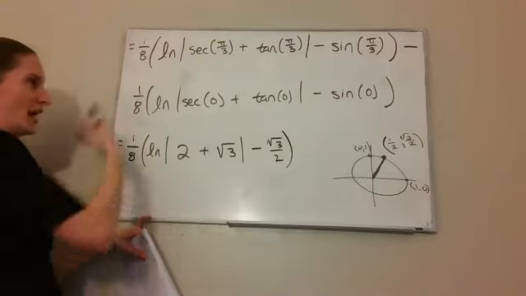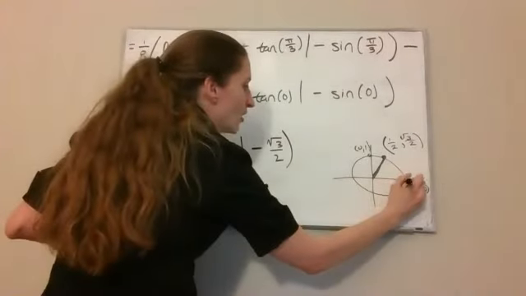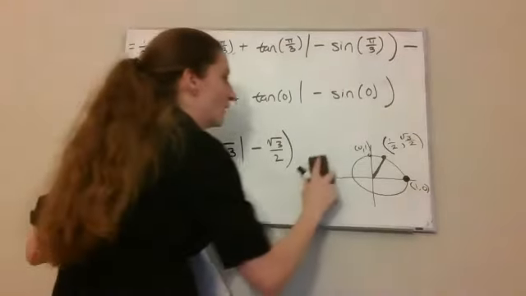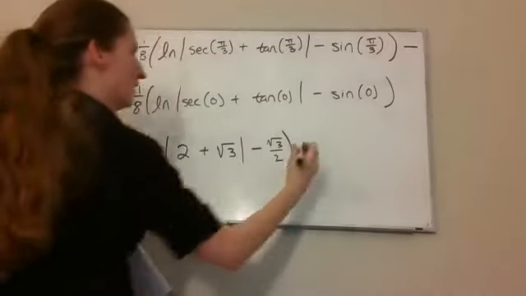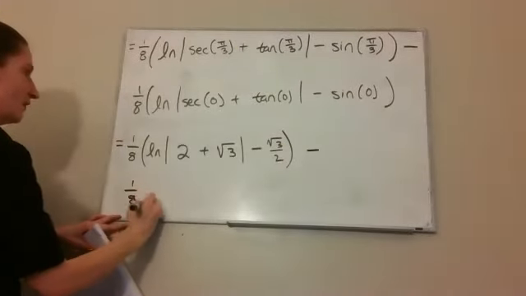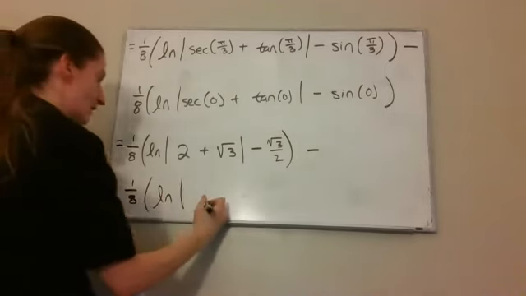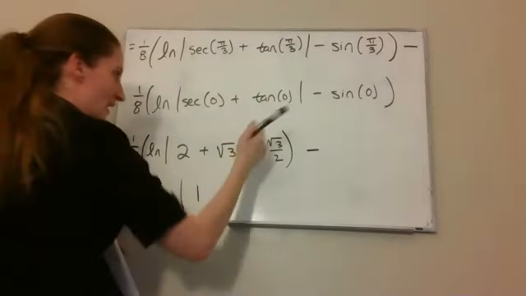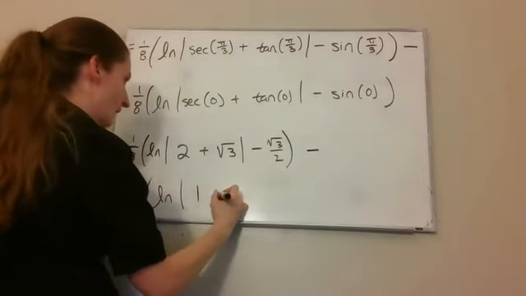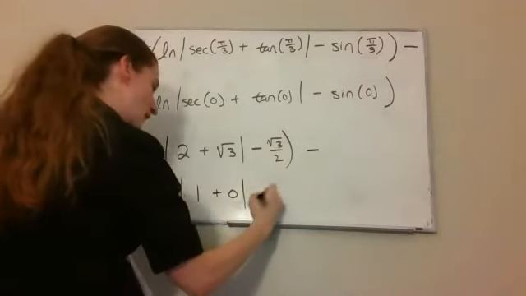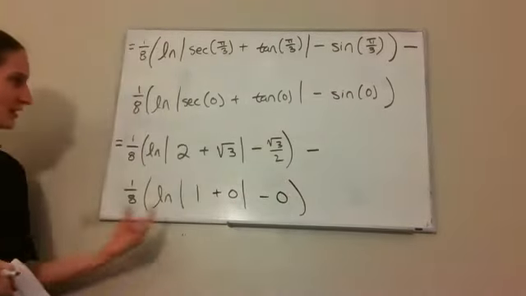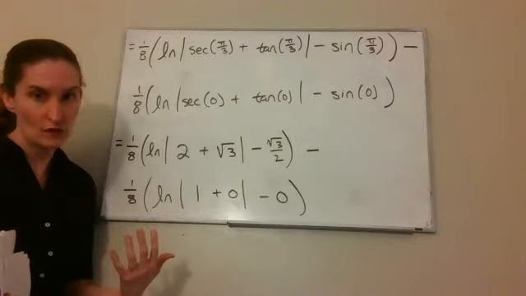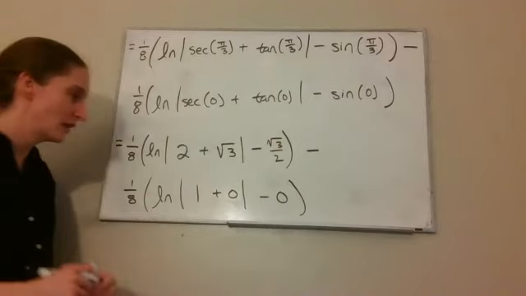And now let's take a look at what happens with all the zeros. Here's where 0 is on my unit circle. Sine of 0 is 0. Cosine of 0 is 1. So when I plug in the 0, secant of 0 would be 1 over that 1, just 1. Tangent of 0 would be 0 over 1, which is 0. Sine of 0 is 0. And take a look at this last bit here, natural log of 1 plus 0. That's natural log of 1, which is 0.